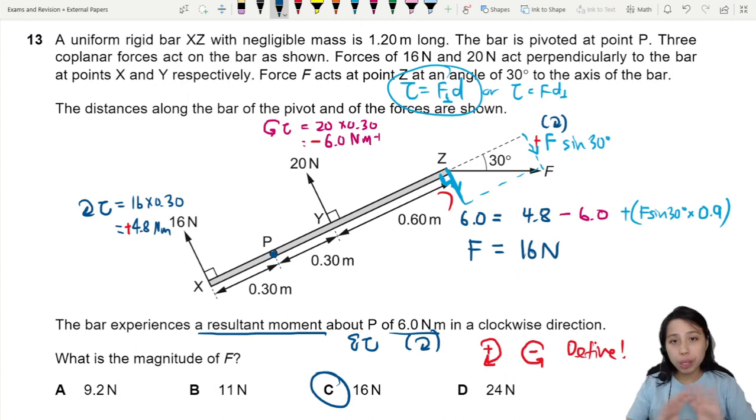Okay, so remember, when we see any kind of moment question, stay calm, look at each force. Is it clockwise or anti-clockwise? And then solve accordingly. Okay, so that's all for this question. I'll see you in the next one.